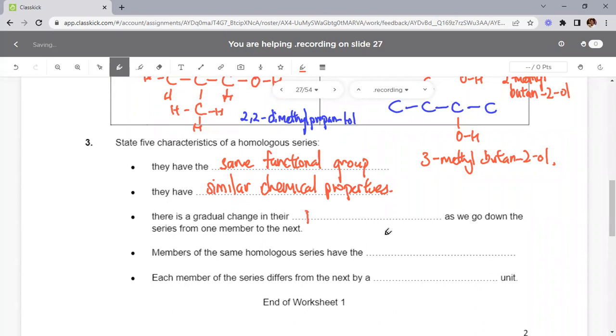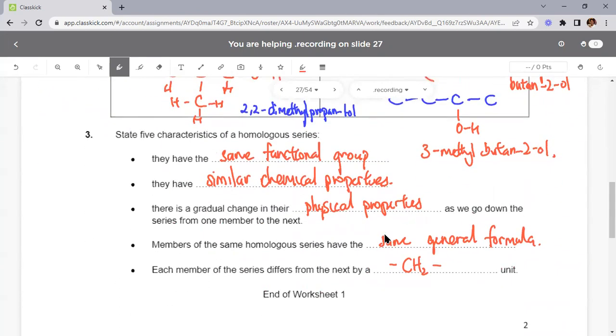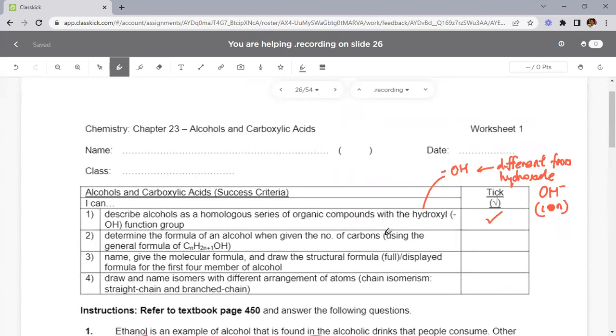Next, there is a gradual change in their physical properties as we go down the series from one member to the next. Members of the same homologous series have the same general formula. That's why we can determine their chemical formulas based on the general formula. And last, one member to the next differs by a CH2 group, or a CH2 unit. This is the end of worksheet one. What we have done is learn how to describe the OH group, the alcohols, as a homologous series with the hydroxyl group attached.